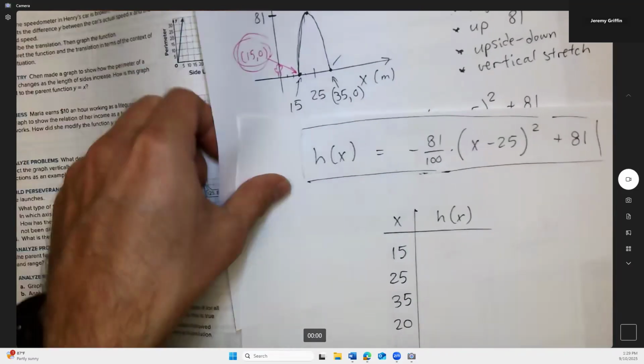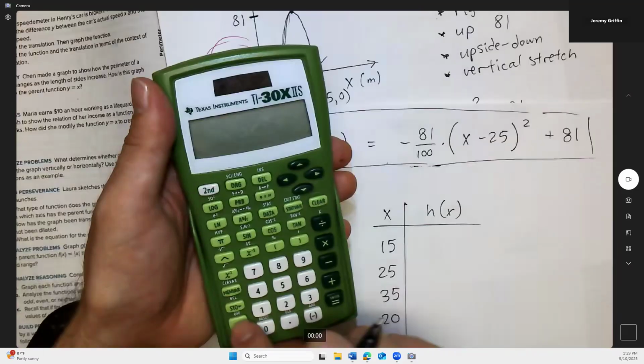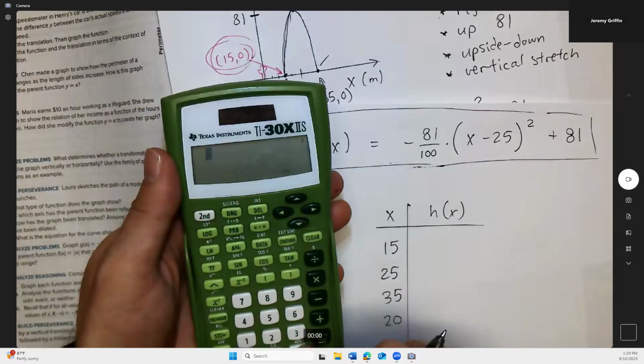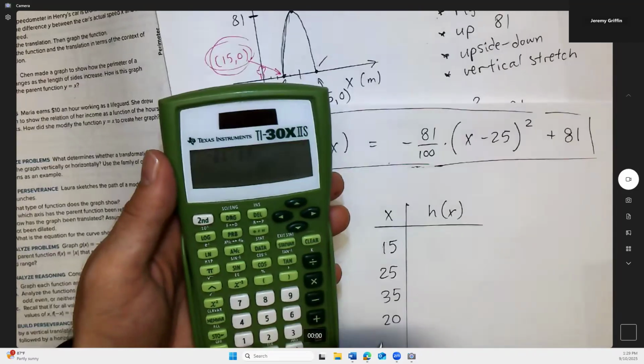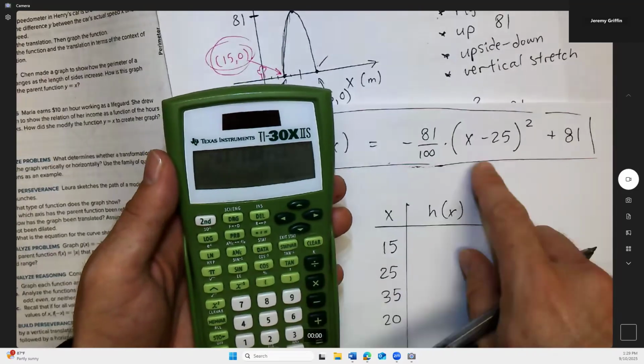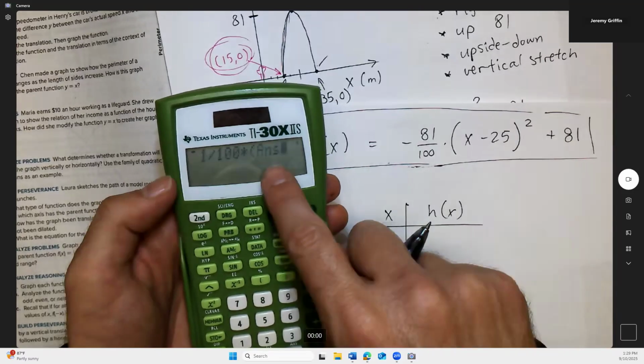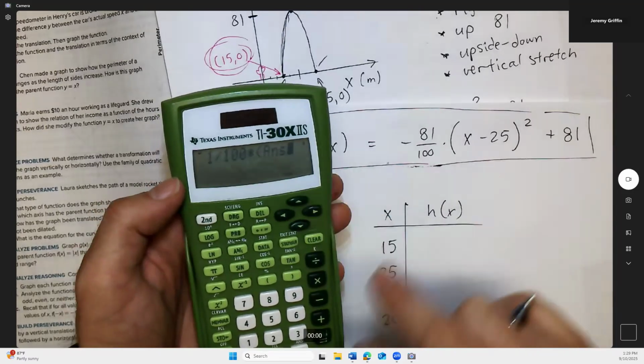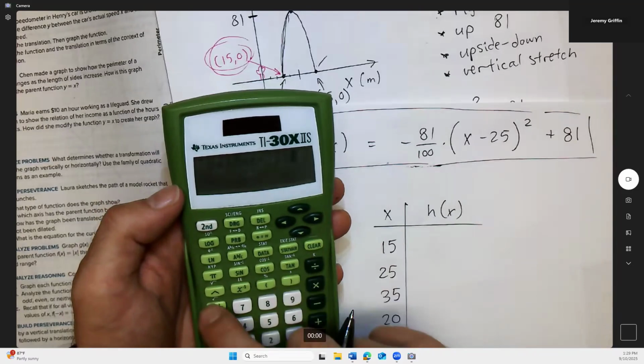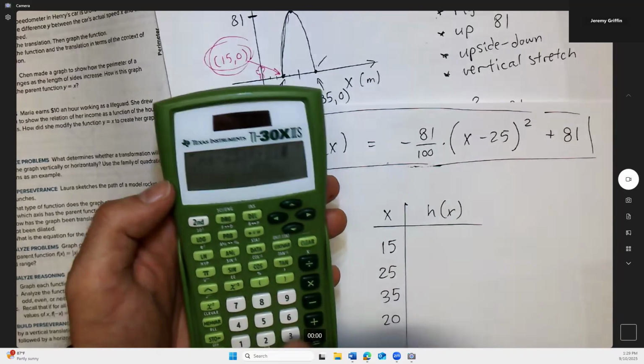Now, here's what I do. I'll do a calculator trick. Watch this. Negative 81 over 100 times, and then in parentheses, I'm going to do second answer. I'll treat this as an x, minus 25 collectively squared, and then after the fact, plus 81.